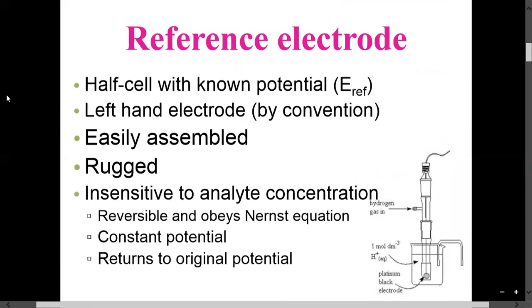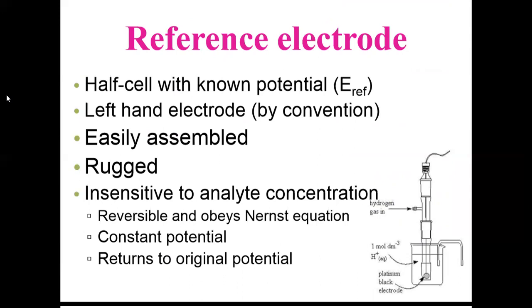Now, the reference electrode. It is a platinum electrode whose potential is highest and considered as zero potential. A half cell with known potential, that is E reference. The E reference is a known electrode. The reference electrodes, like the calomel electrode, are always kept at the left-hand side, the left-hand electrode by convention. Reference electrodes, like calomel electrodes, are easily assembled. It is unaffected by small variations in methods and parameters.